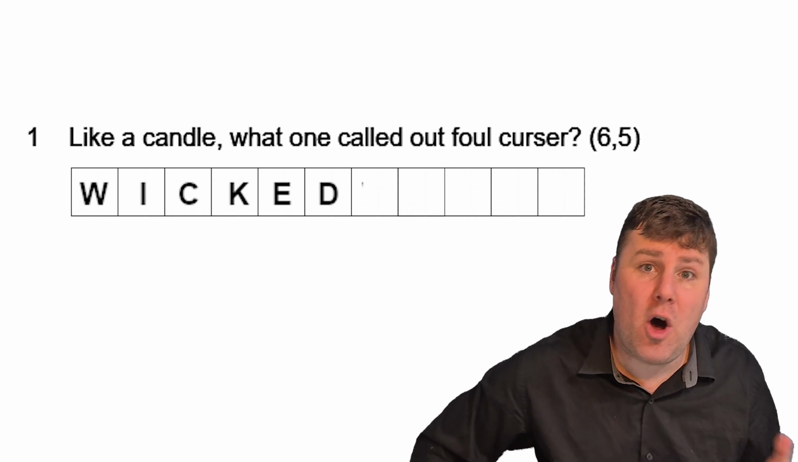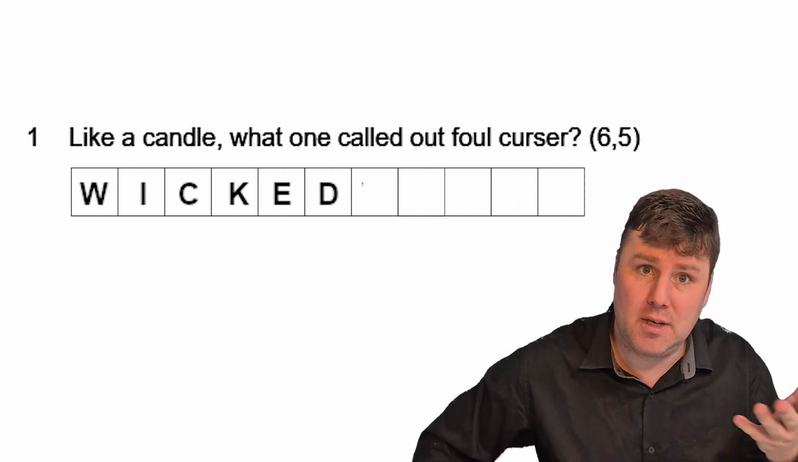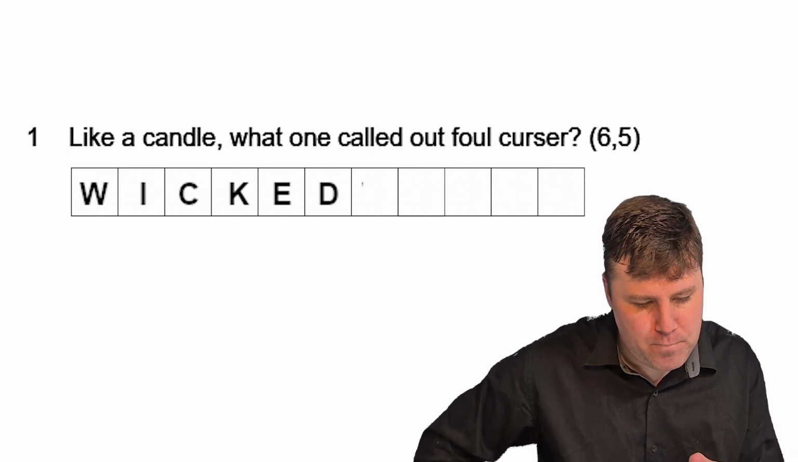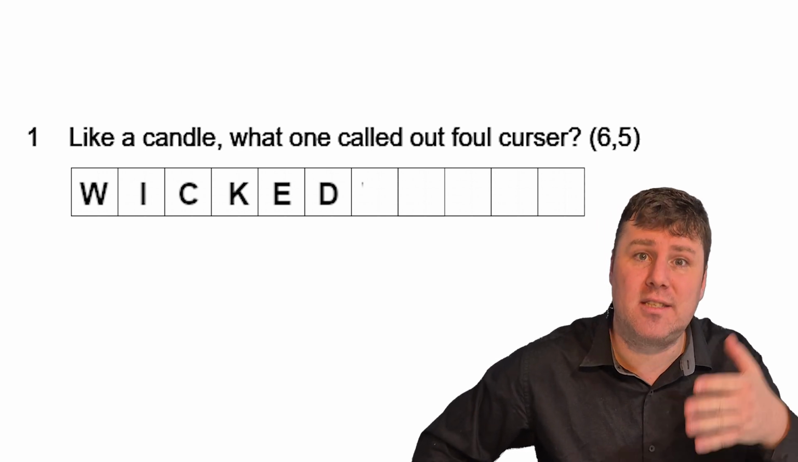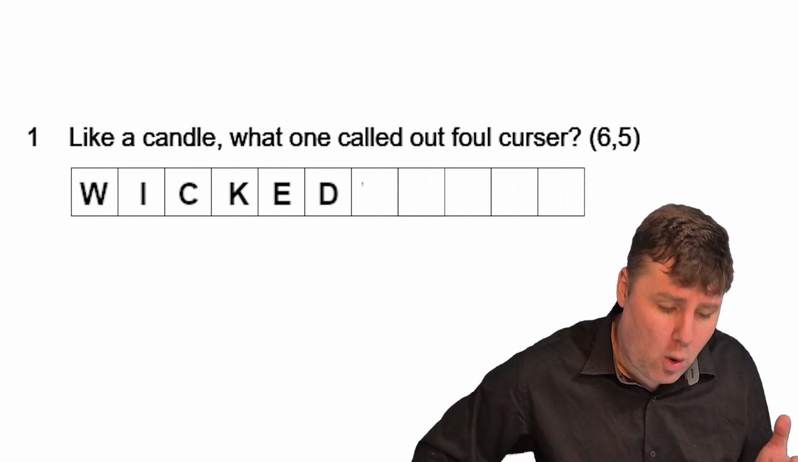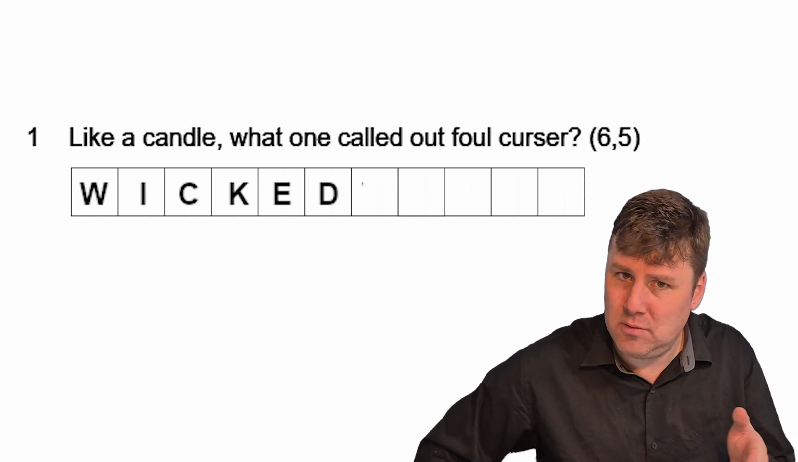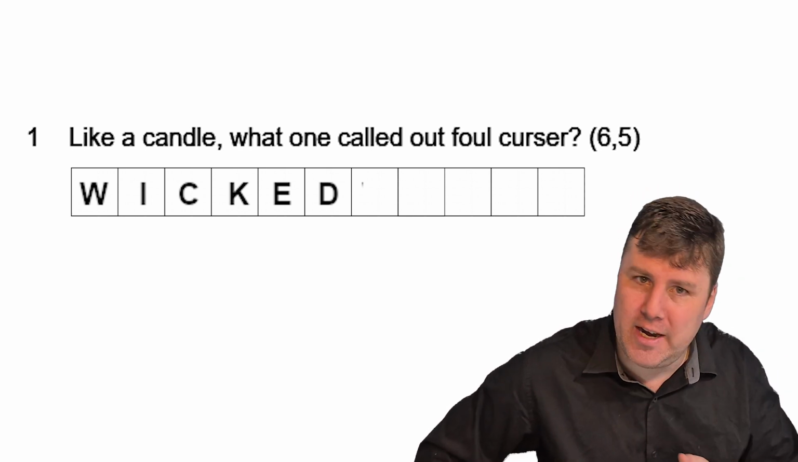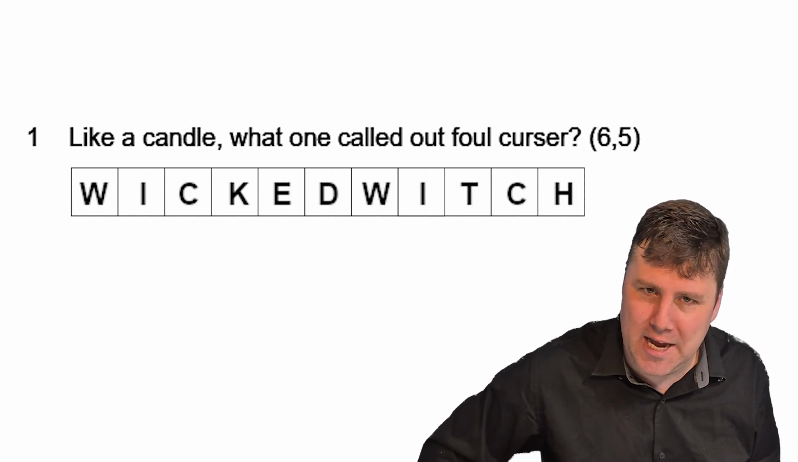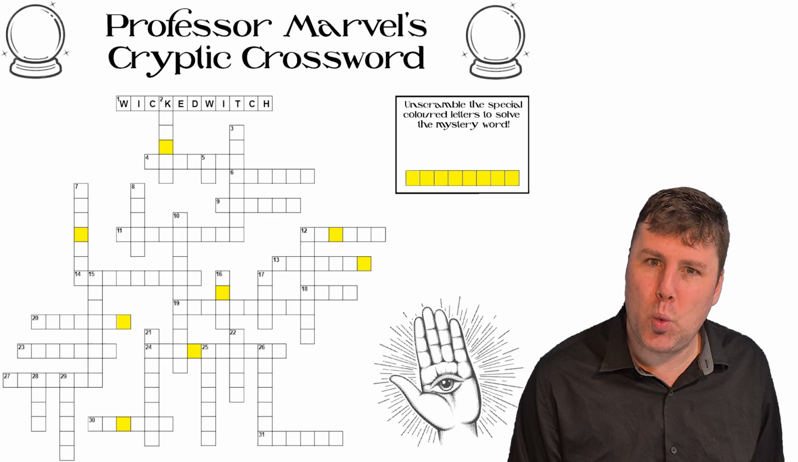You'll notice I mentioned homophones before, which are words that sound alike when spoken. So called out means you're going to say the word play. Another word for which is what one. Called out, which, we now find our foul cursor is a wicked witch. So that is the answer for 1 across, wicked witch.